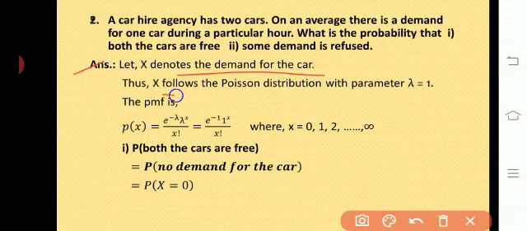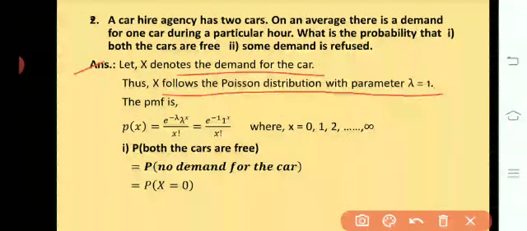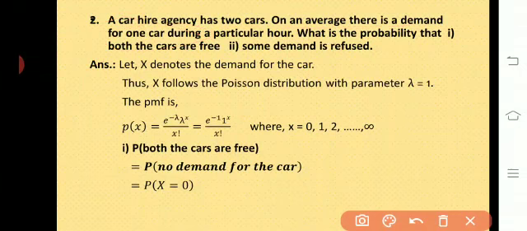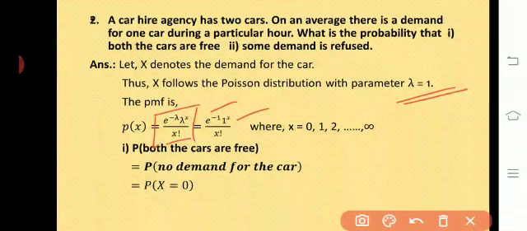Therefore, x follows the Poisson distribution with parameter lambda equal to 1. Why is it lambda equal to 1? Here it is given that on an average there is demand for 1 car during a particular hour. So lambda is equal to 1. Therefore, we can write the PMF, that is P of x equal to e raised to minus lambda into lambda raised to x divided by x factorial. In this PMF, put lambda equal to 1, you will get e raised to minus 1 into 1 raised to x upon x factorial, where x equal to 0, 1, 2, and so on up to infinity.